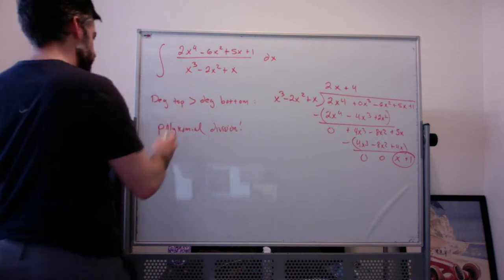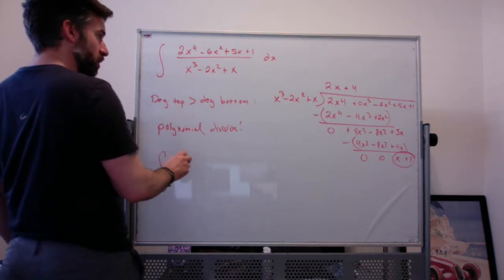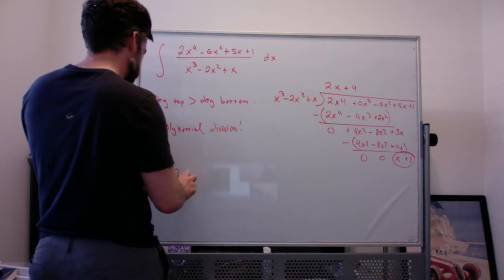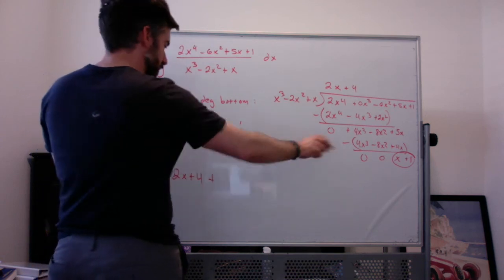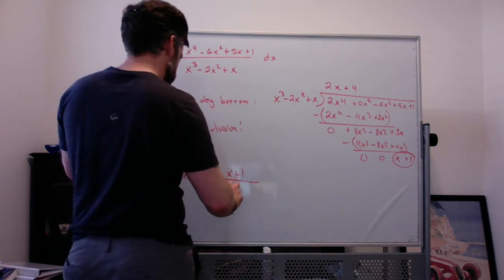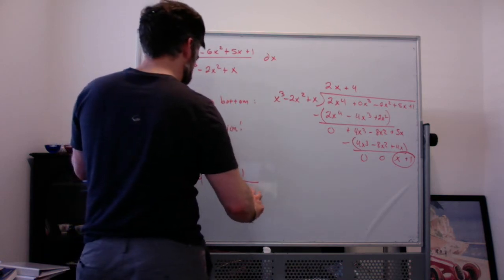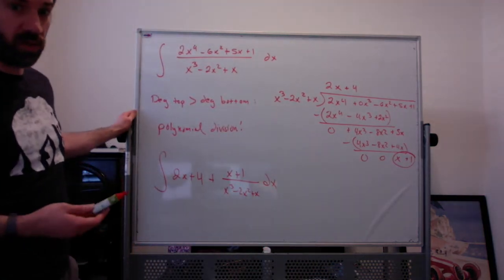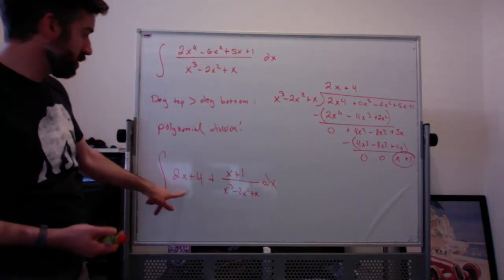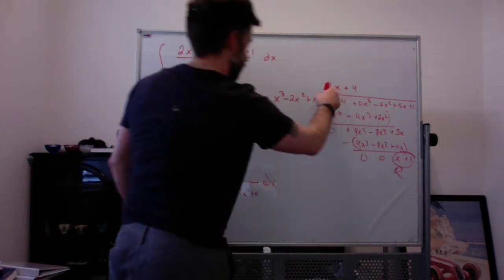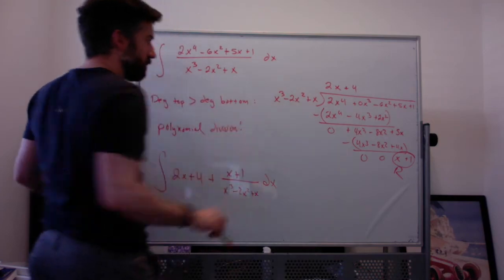So I'm going to rewrite this integral as the integral of, well, in fact, I've got it written on the other side. That's going to be 2x plus 4 plus the remainder, x plus 1, divided by this denominator, x cubed minus 2x squared plus x. So that's the reason why we do polynomial division, so we can rewrite the fraction as a quotient plus a remainder divided by the divisor.